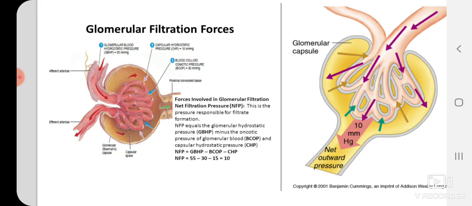And this is also a diagram. This is the blood colloid. Okay, same diagram.